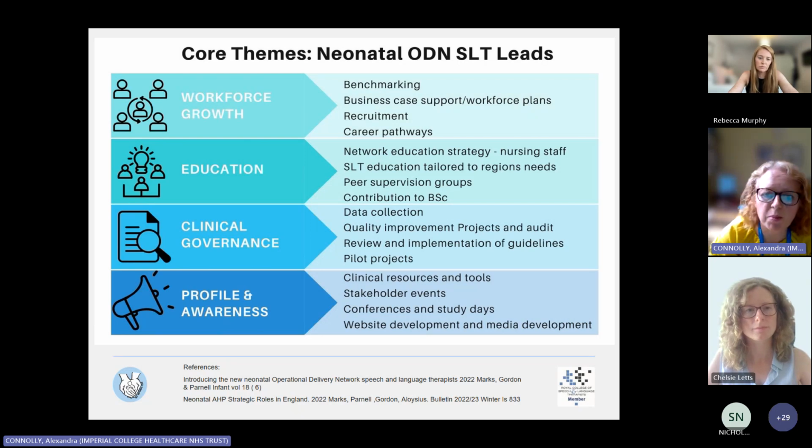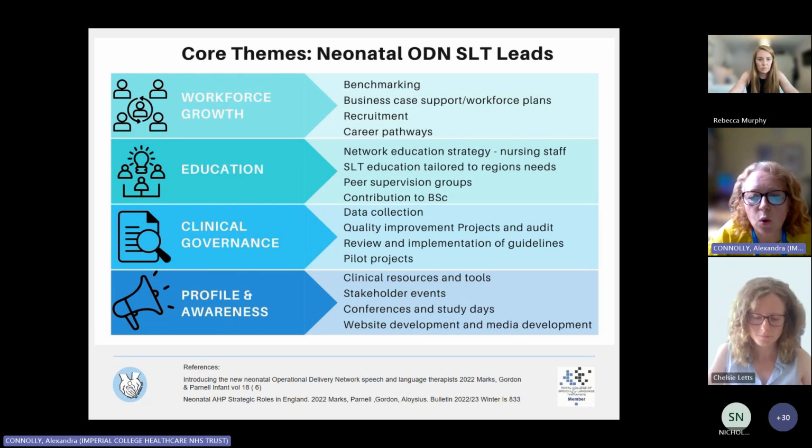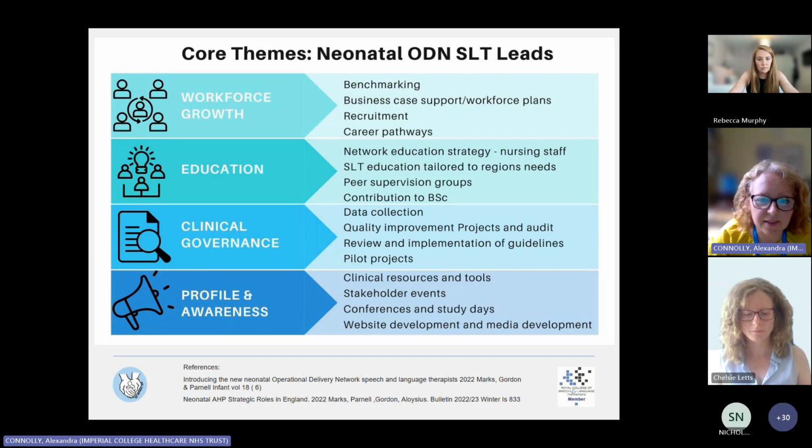With education, we all play a key role with the network education strategy. That might be creating the strategy in a multidisciplinary way, or teaching on the network programs, with a particular focus for nursing staff as well. This is at all levels, be it foundation, QIS, and enhanced neonatal teaching. Across the country we also provide peer supervision groups, just to make sure that neonatal SLTs on the ground are connected with their peers for clinical support.